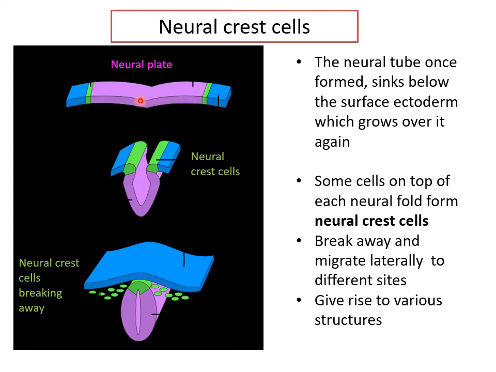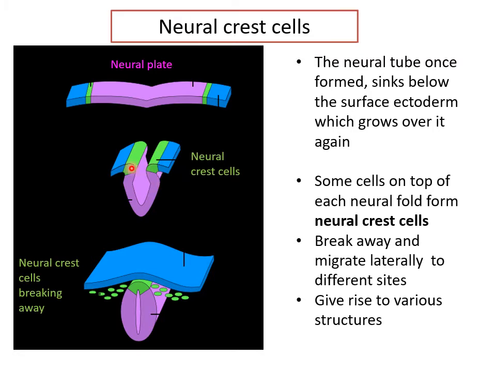Again, this is a picture showing you the neural plate, the neural groove and the neural folds, and then the neural tube. But note now what is happening before the two neural folds fuse. So can you see some green cells that are at the top of the neural fold are known as neural crest cells. That's why they are called crest. Crest means the top of a mountain, the peak of a mountain. So since these cells are at the top of the neural folds, they are called neural crest cells.